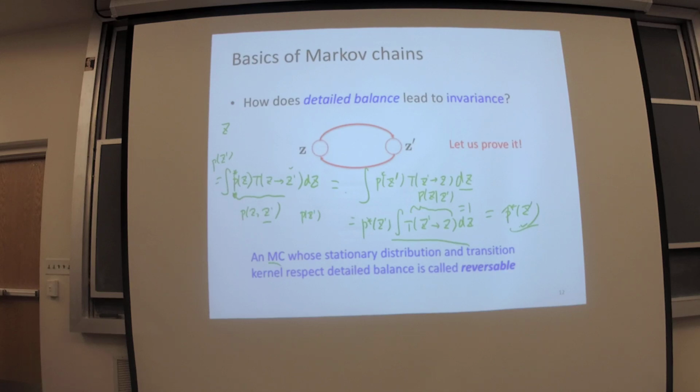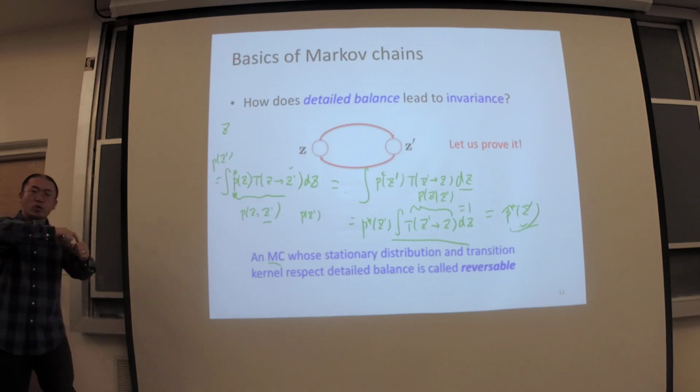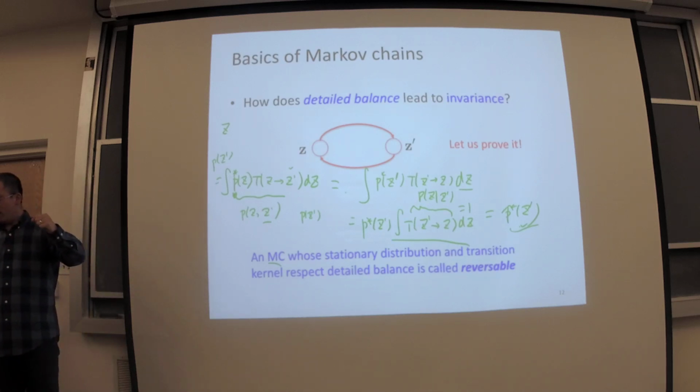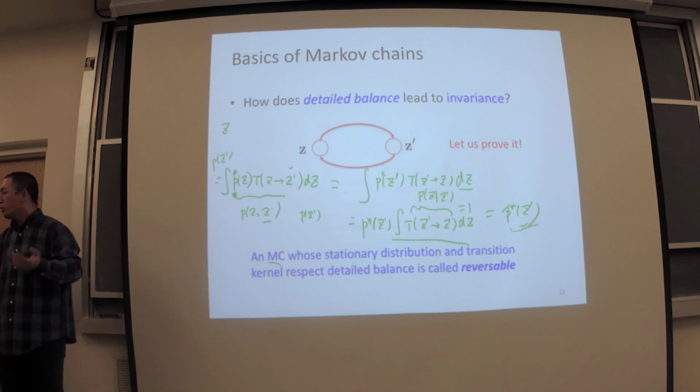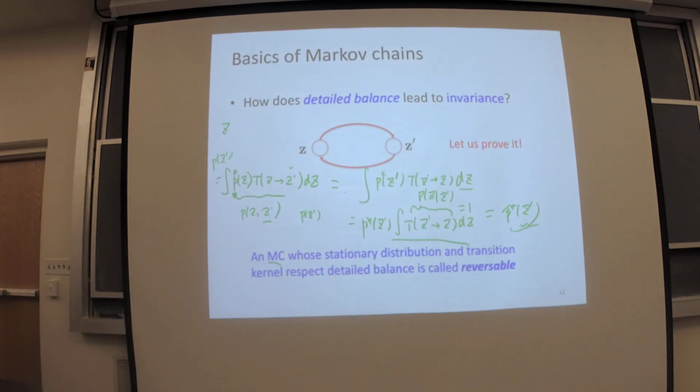So, as we mentioned, this is just a sufficient condition, meaning that if some distribution and a transition kernel satisfy detailed balance, then the distribution must be invariant to the transition kernel, but not vice versa, right? So a Markov chain whose stationary distribution and the transition kernel respect detailed balance is reversible.